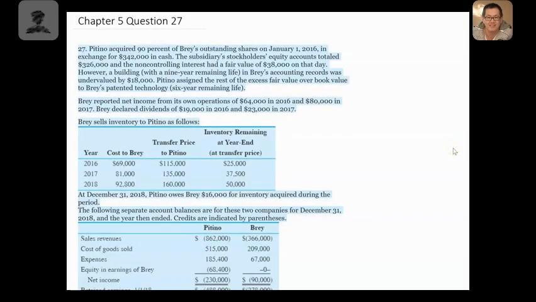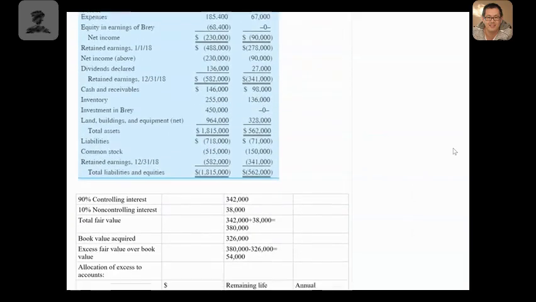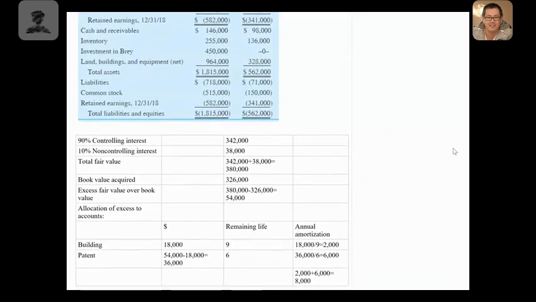Question 27. To solve this question, first, let's prepare the allocation schedule of a subsidiary acquisition date fair value. This is the schedule I prepared already. First is to get the fair value of the 90% controlling interest. Next, we can get the fair value of the 10% non-controlling interest. Both numbers are given in the question, and adding them together, we get the total fair value in this acquisition. It equals 380,000.